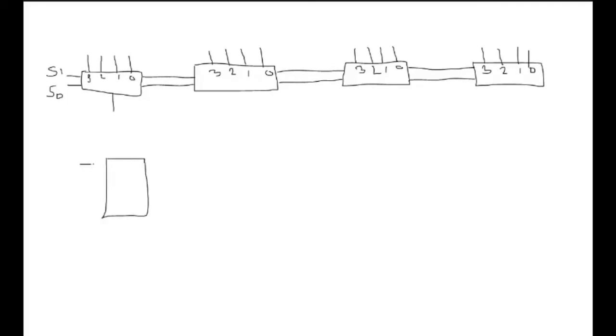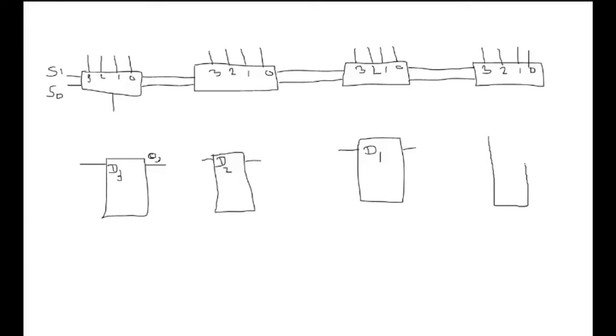So this is my D3 and this will be Q3, then D2 and Q2, the third stage D1 and Q1. Here we are designing again from MSB to LSB, and finally D0 and Q0. Now we need to connect the circuit. So this output will be connected to the D inputs.